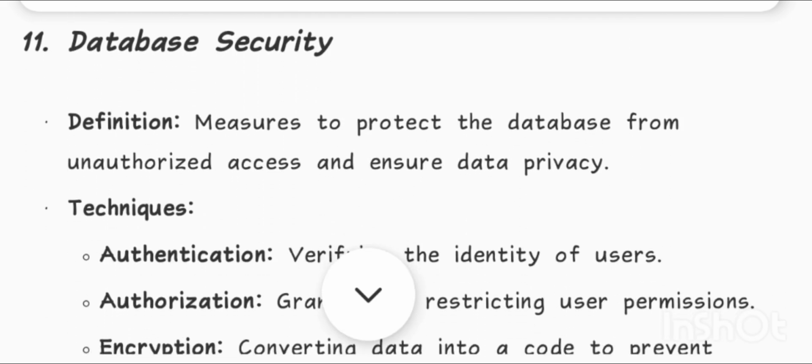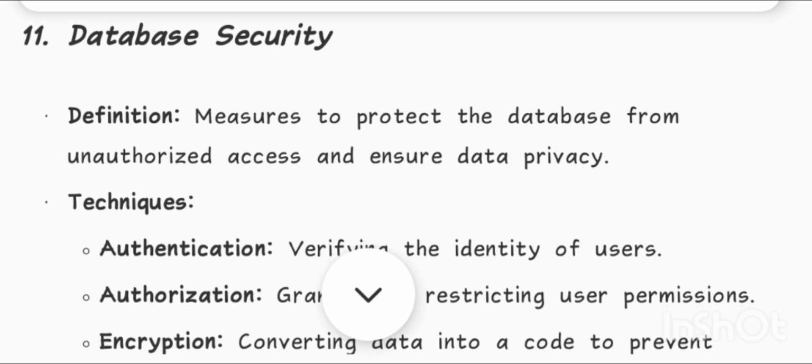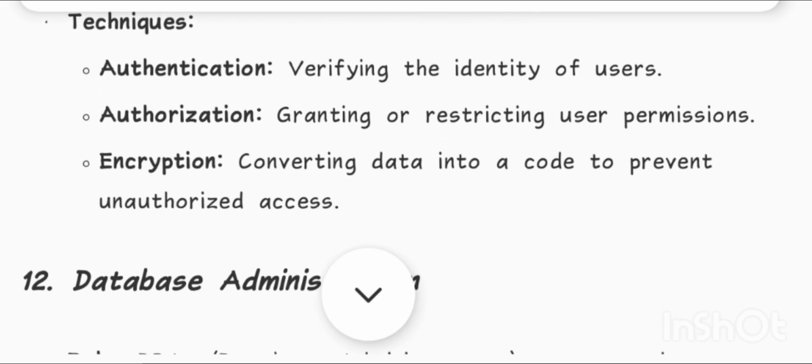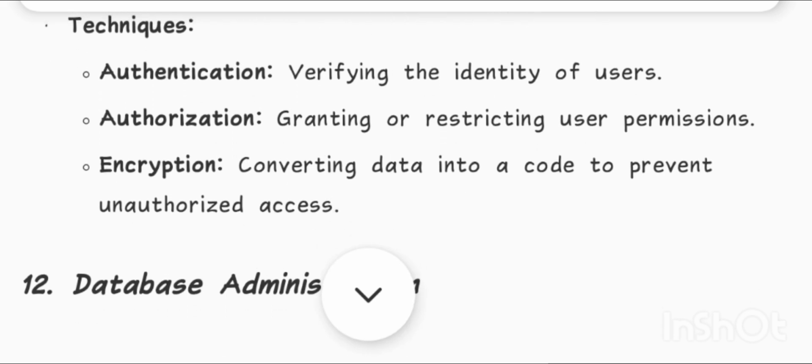11. Database security. Definition: measures to protect the database from unauthorized access and ensure data privacy. Techniques: authentication, verifying the identity of users. Authorization, granting or restricting user permissions. Encryption, converting data into a code to prevent unauthorized access.